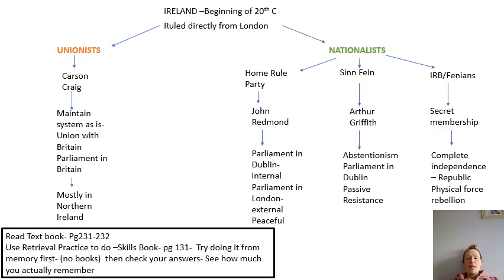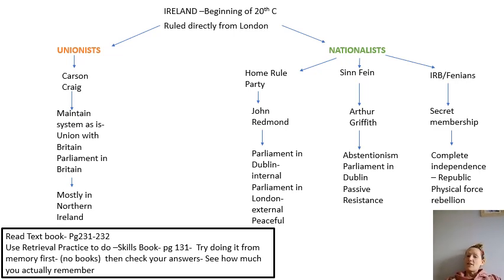On the other side then you had the Nationalists, and they were split into 3 groups. The first group was the Home Rule Party, and they were led by a guy called John Redmond. They wanted a Parliament in Dublin that would be responsible for Ireland's internal affairs, but they also wanted to keep the Parliament in London that would deal with external affairs. They were largely a peaceful party, and they wanted to achieve their aims through parliamentary means.